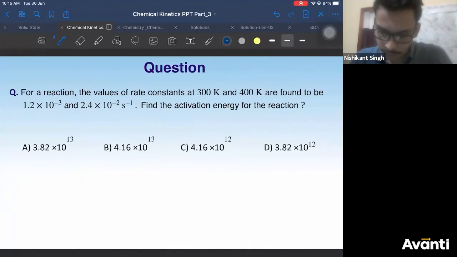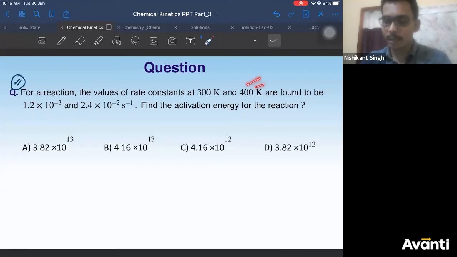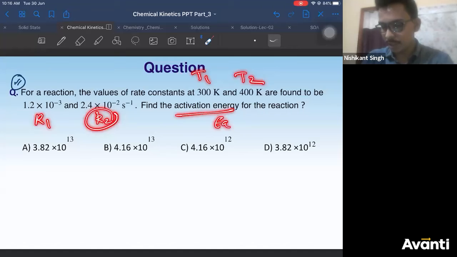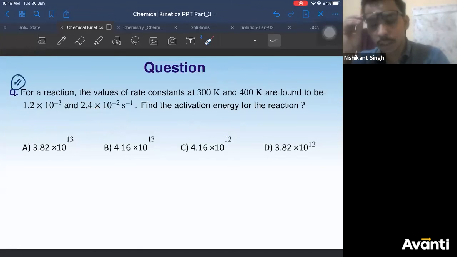This is your second question, which you can try. You need to think which equation you will use for this. The values of rate constant at 300 Kelvin and 400 Kelvin are found to be this and this. So this is your T1, this is your T2, this is your K1, this is your K2. Find activation energy. You can use the third equation to solve this. This calculation is not tough. It is pretty much doable.